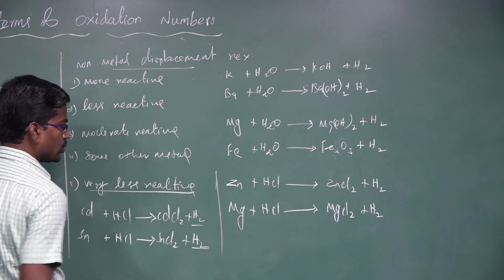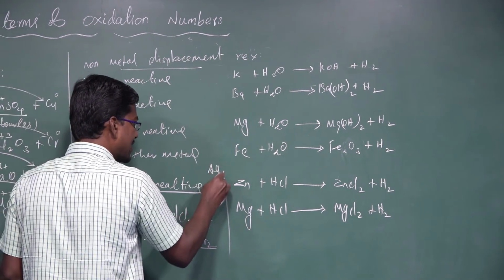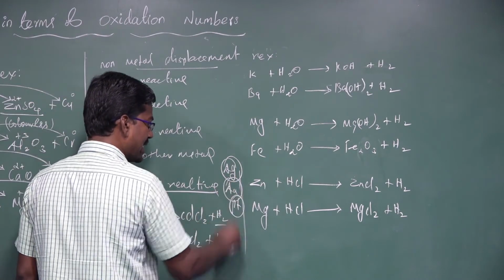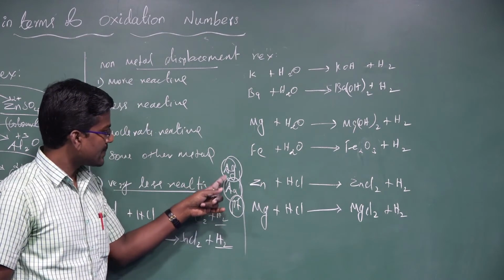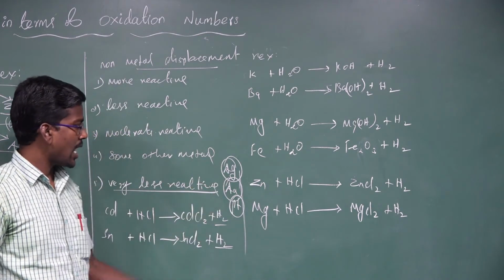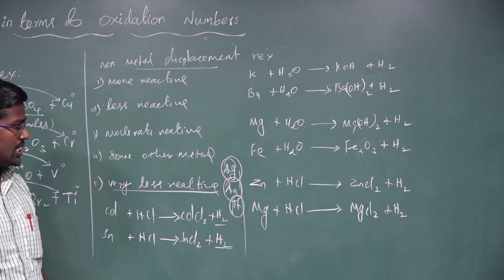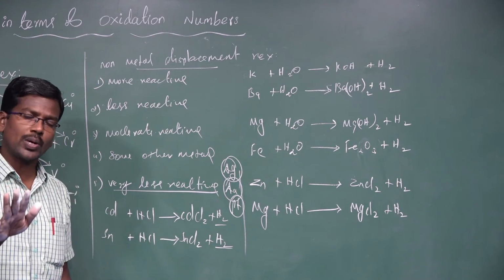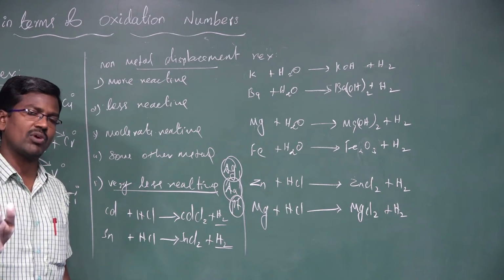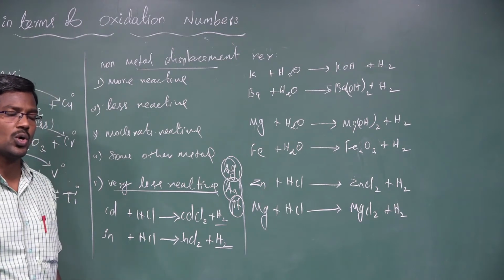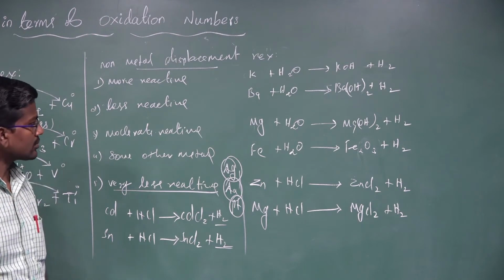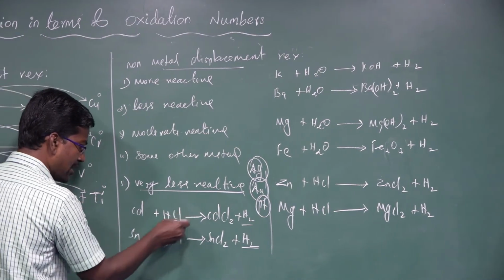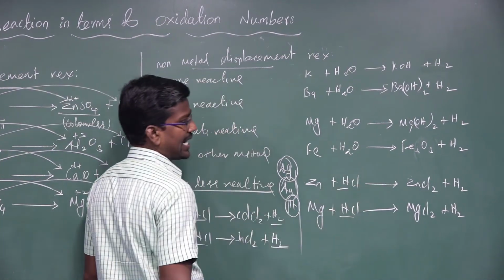Now the very less reactive metals, for example silver, gold, Au, and platinum, Pt. These metals are very less reactive. Those metals do not react with cold water, warm water, steam, or even dilute acid. So these metals do not liberate hydrogen gas. These processes are all non-metal displacement reactions, where a metal displaces hydrogen, for example from hydrochloric acid, which contains hydrogen.